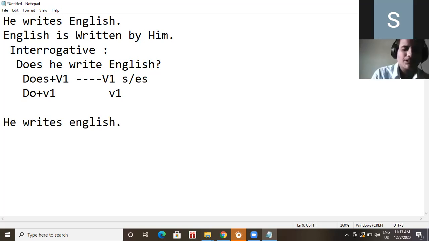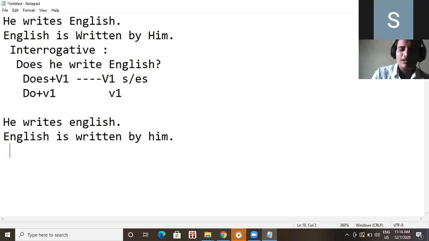Subject is changing into object, and object is changing into subject. English is singular. Write, wrote, written by him. "He" changes into "him". This is changed to an interrogative sentence, a yes or no question type. So we have to change it, with the helping verb "is" at the start. Is English written by him?